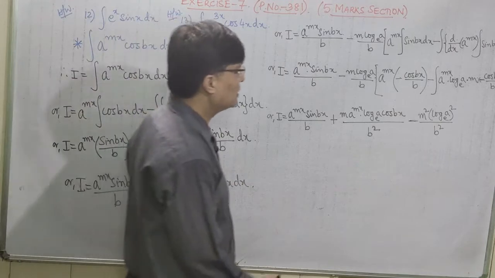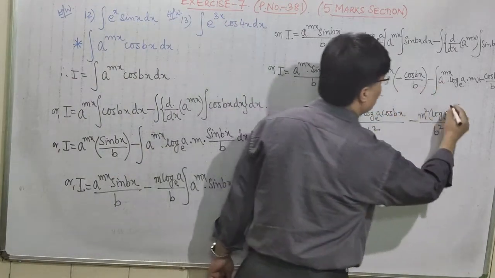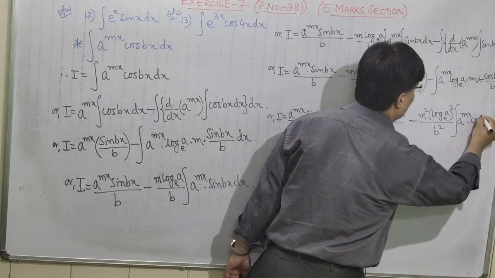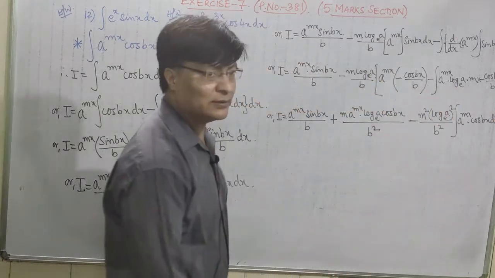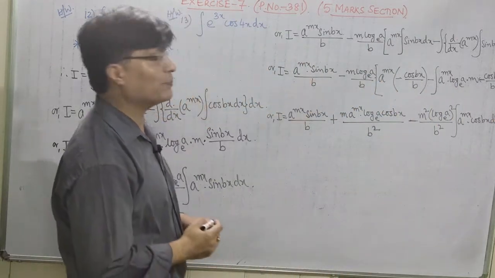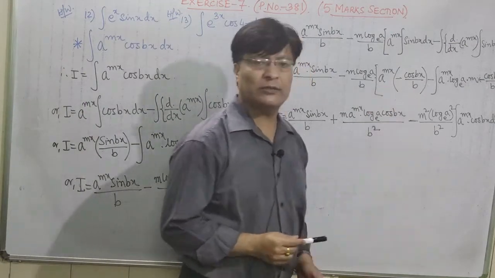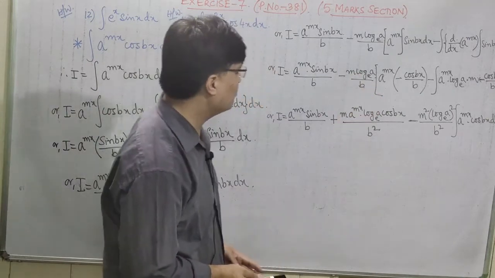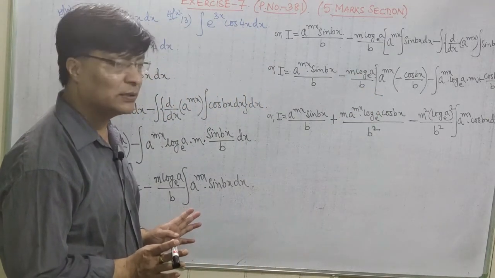Is that clear? Now there is integration of a to the power mx into cos bx dx. Is that clear? So we have opened this bracket and we have multiplied the expression within the third bracket by minus m log a base e divided by b. So I think you have understood it.